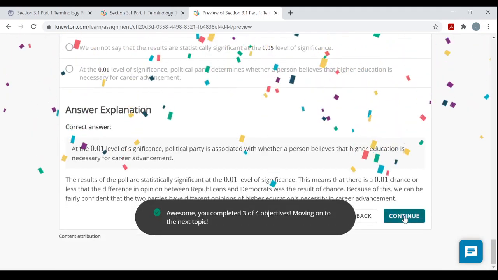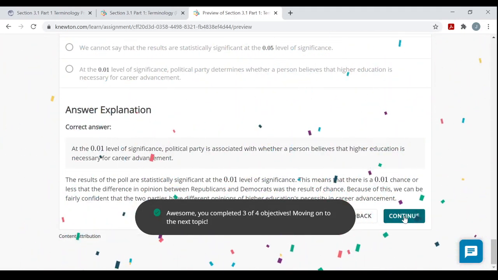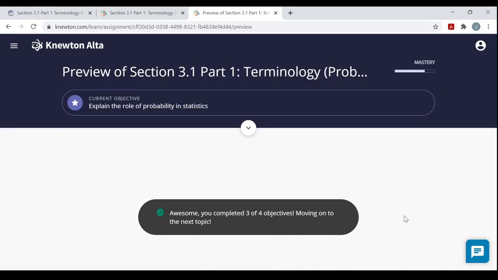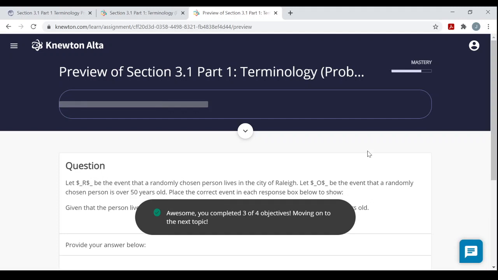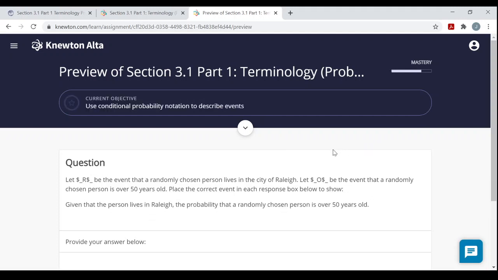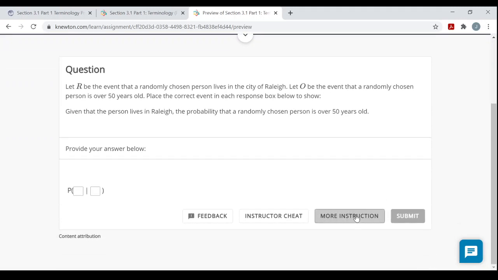All right, we just got one more objective. Sorry, I'm not going to worry about how long these are anymore. I'm just going to do all the ones I can, and you can flip through these videos as you like and use them as guides. All right. Now this is use conditional probability notation to describe events. Now conditional probability, I'll go to more instruction.